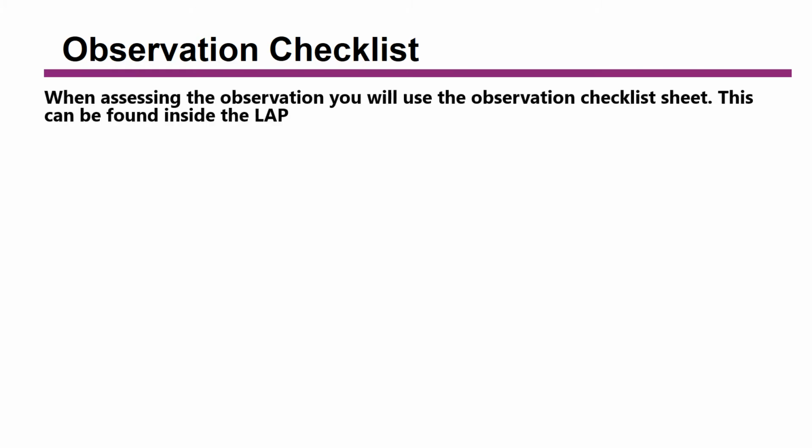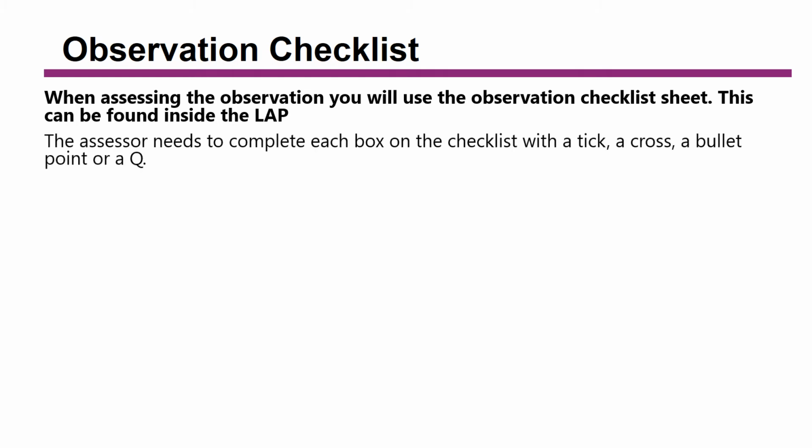Observation checklist. So for Unit 6, when assessing the observation, the assessor will use the observation checklist that's provided within the Learner Achievement Portfolio. The assessor needs to complete each box on the checklist with either a tick, a cross, a bullet point or a Q.